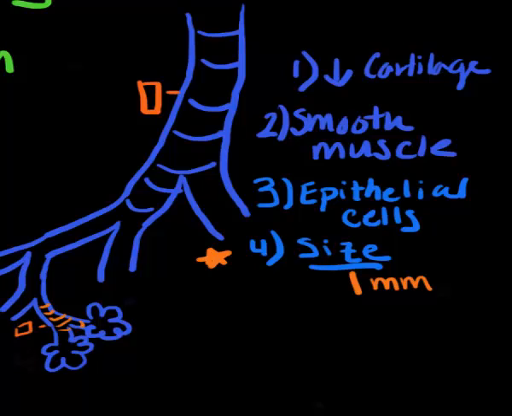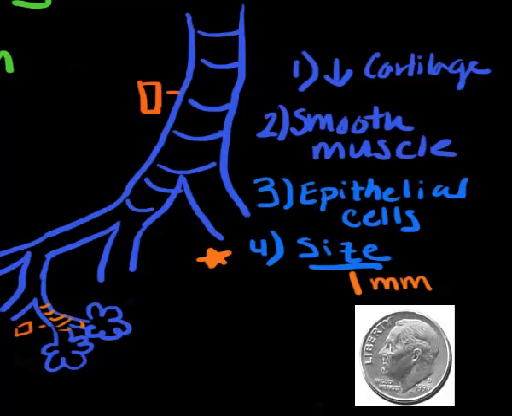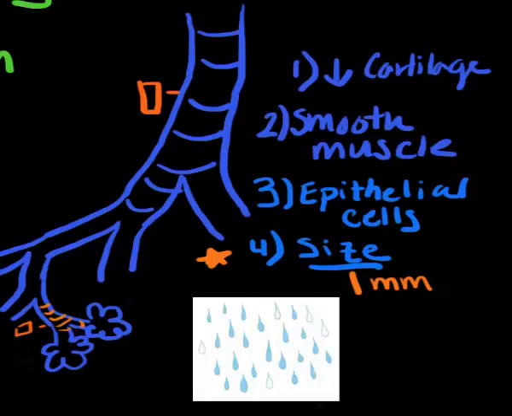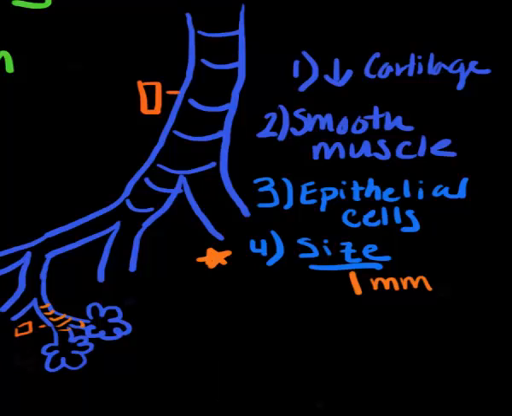The thickness of a dime is 1.35 millimeters. So our average bronchiole is less than the thickness of a dime. It's about the thickness of an average raindrop. So again, we're talking about a very narrow passageway that all our air needs to pass through.